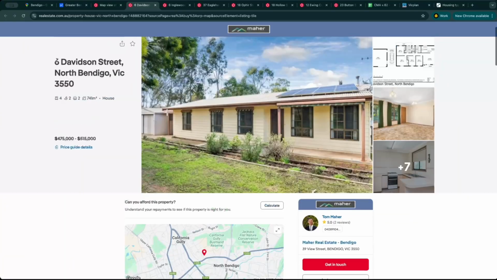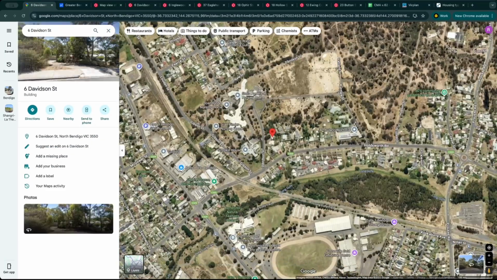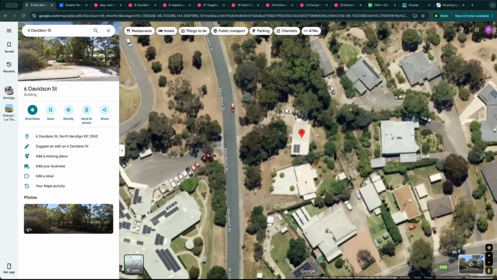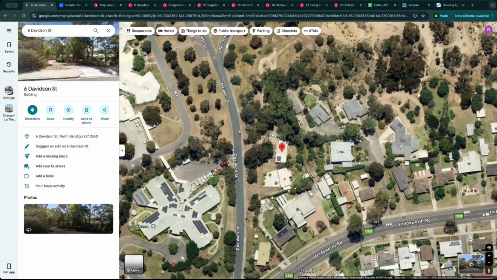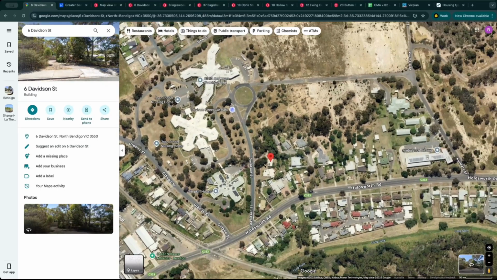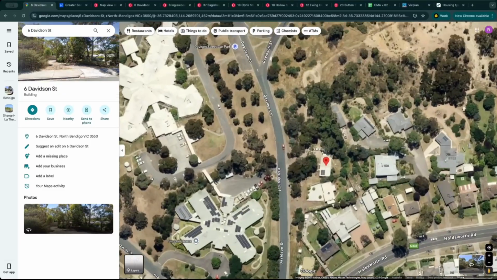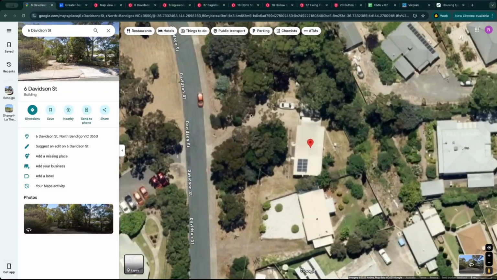So next step in the process is checking this on a Google Maps search. Diving into this, we are essentially on Davidson Street. Next door to us is a nursing home, which isn't the worst thing, but it's also not great.